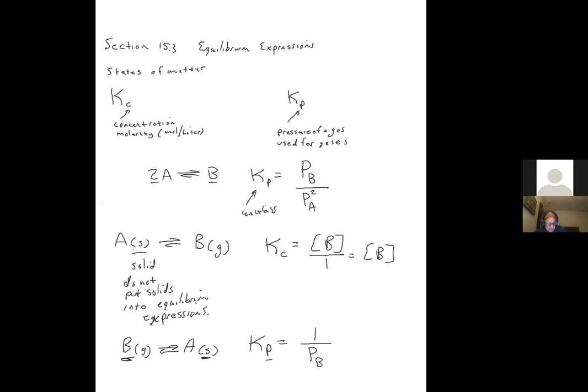Solids, you leave them out. Liquids, you leave out too, actually. If it's Kp, if they tell you to do Kp, you use pressure units. And then if you have a solid in there, if you feel like you need to, just put a 1 where you would put that concentration or pressure for that one. Okay. Gases, you can do Kp or Kc, but you can only do Kp with gases. So let's take a look at an example.